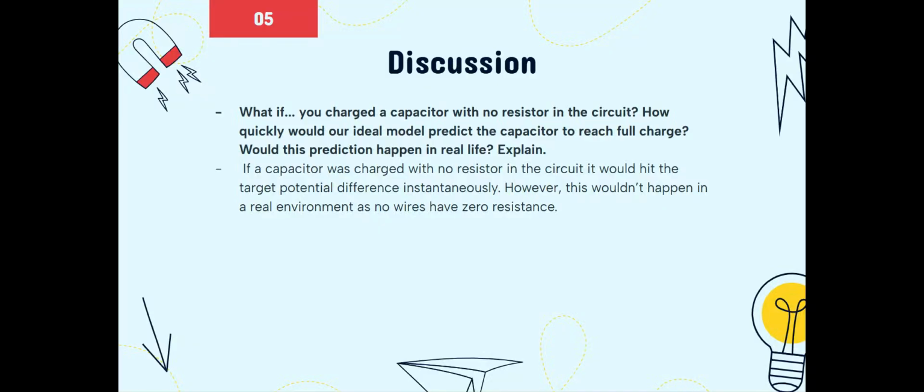So what if you charged a capacitor with no resistor in the circuit? How quickly would our ideal model predict the capacitor to reach full charge, and would this prediction happen in real life? So if you charge a capacitor with no resistor in the circuit, it would hit the target potential difference instantaneously. However, this wouldn't really happen in a real environment, as no wires have zero resistance. And so it's going to be slightly less than the target potential difference.